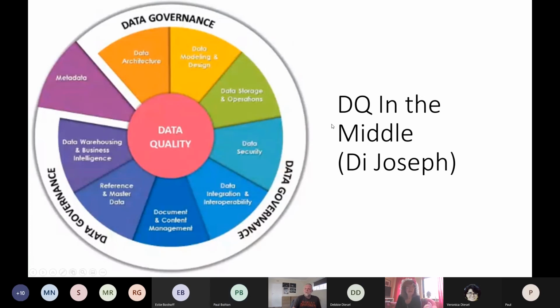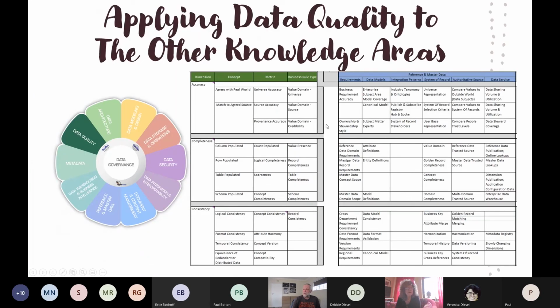All right, so let's start now. What we're suggesting is the other part is putting data quality in the middle, and then how does it affect all the other areas? So I just wanted to show you the sort of things that I've done. I've taken just 3 dimensions. So here's data quality, and these are my 3 dimensions, and I've broken them up into dimension, concept, and metric.